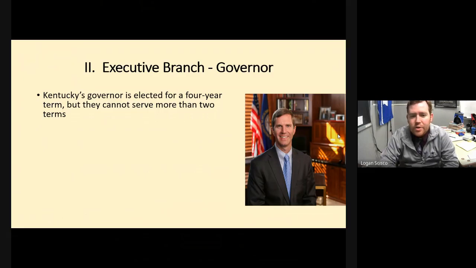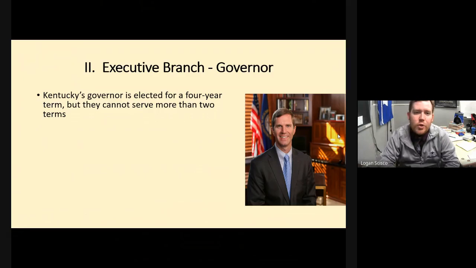But Kentucky's governor is elected to a 4-year term. Okay? So the governor serves 4 years. They're elected in an odd-numbered year election. So our previous governor's election took place in 2019. It was decided by 5,000 votes, which wasn't much when you looked at record voter turnout that particular year.